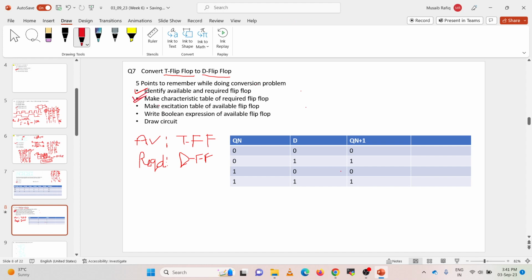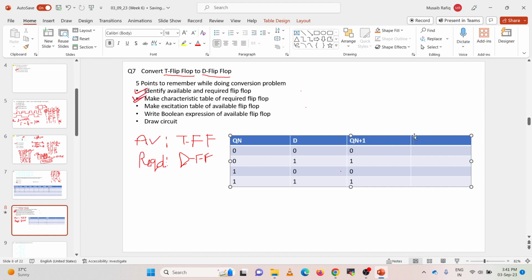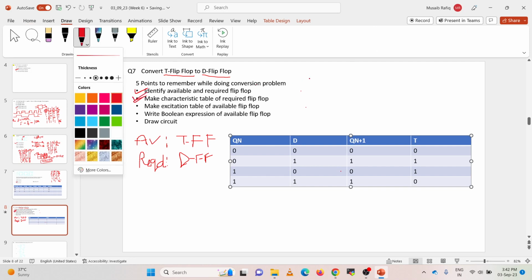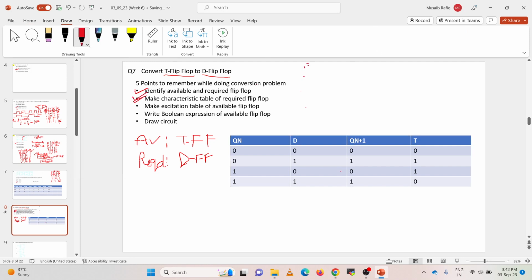Now we have to make the excitation table of the available flip-flop. So which is the available flip-flop? That is T. So we write T here, right? So excitation table of T flip-flop. Take a look at this Qn and Qn plus 1. So it is 0, 1, 1, 0. How do I come up with this? So you have this Qn, Qn plus 1. So you know that for the T flip-flop, we have these conditions. Now the excitation table of the T flip-flop is done.